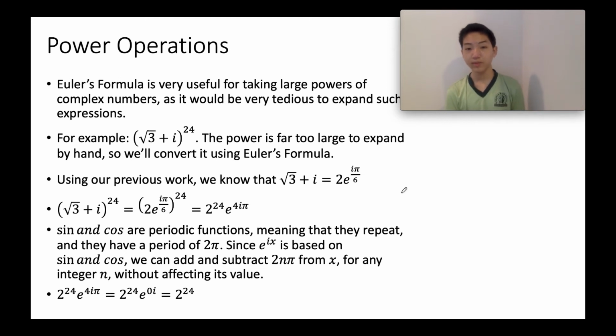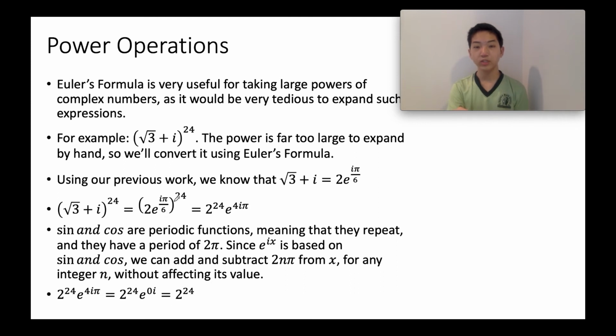Using our previous work, we know that radical 3 plus i is equal to 2 times e to the i pi divided by 6. So we see that here. We just substitute 2 times e to the i pi over 6 in for radical 3 plus i. So radical 3 plus i to the 24th power is equal to 2 times e to the i pi divided by 6, all to the 24th power.